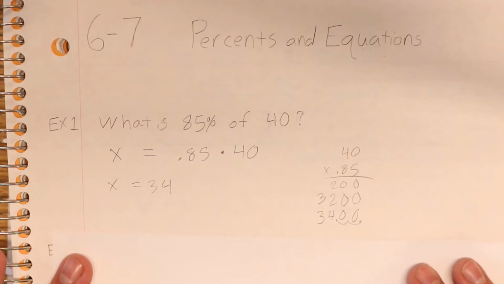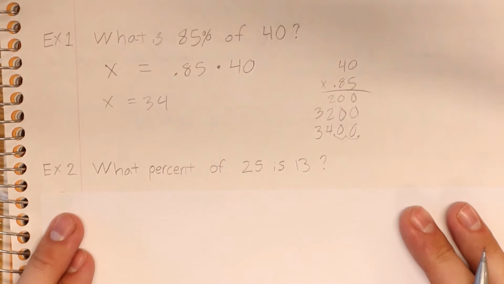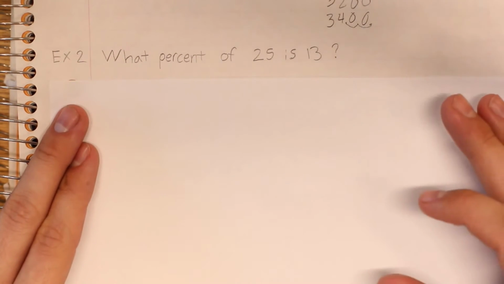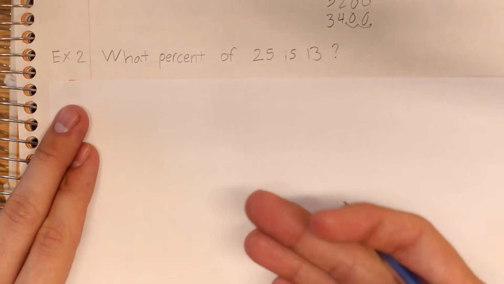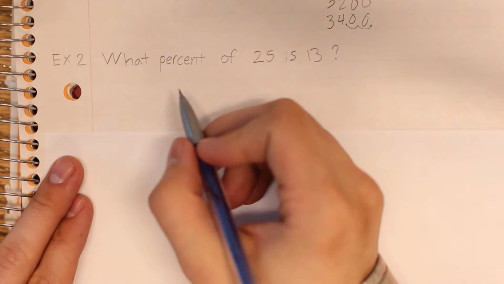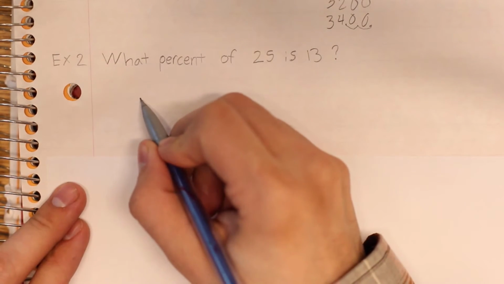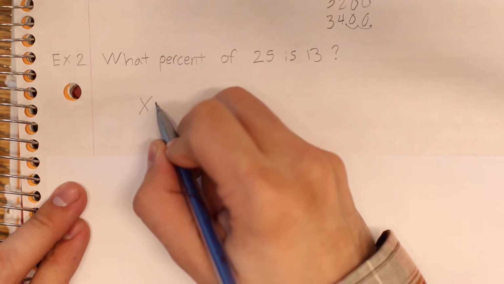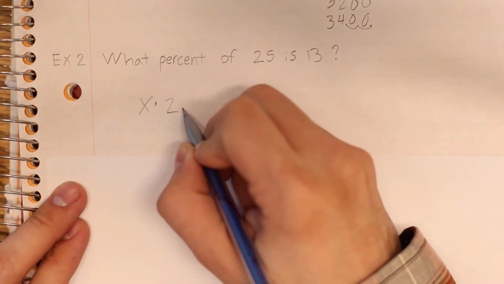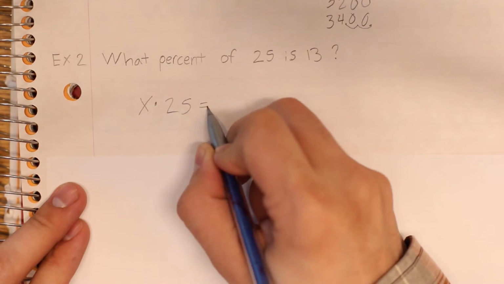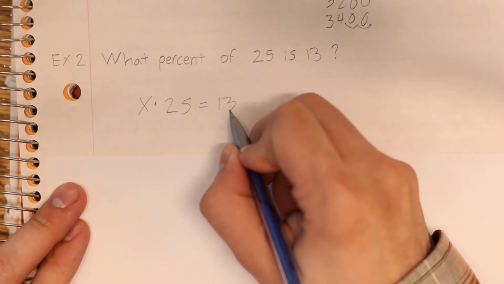Let's look at some other examples. This next example will be one where we're not given the percent. We're told to find the percent. So it says what percent of 25 is 13. The what percent is our x. Of is times, 25, is equals 13. Okay?